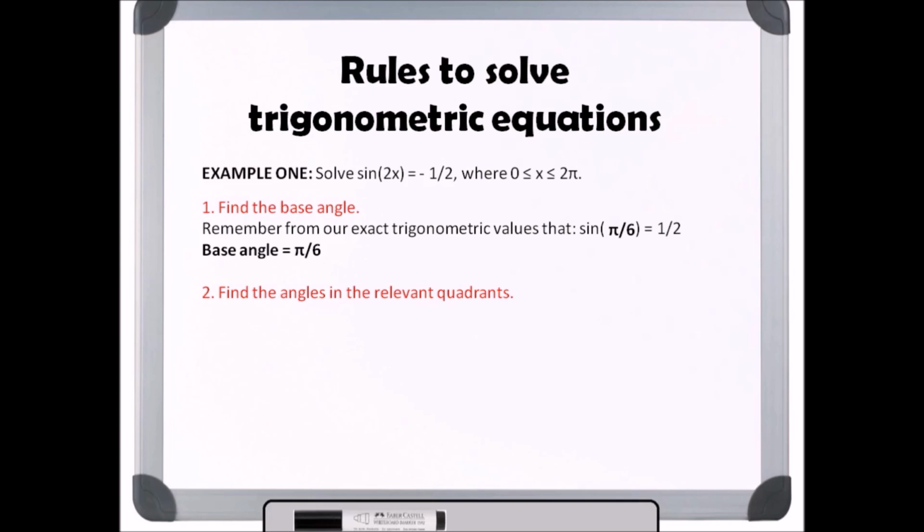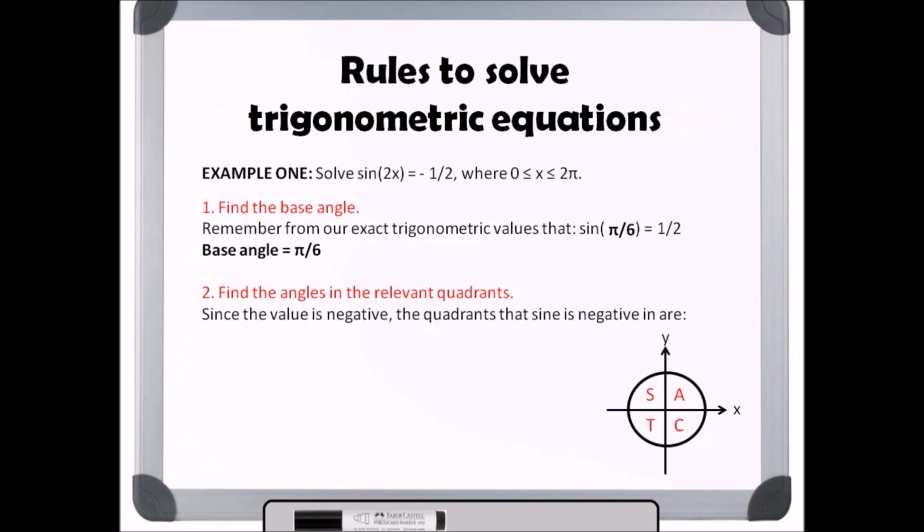Step 2. Find the angles in the relevant quadrants. The question is, what are the relevant quadrants? Again, since we are talking about a value of negative half here, we need to find the quadrants where sine is negative. If you look at the unit circle, you know that those quadrants are the third quadrant and the fourth quadrant. Therefore, we need to find the values of 2x where we have our third and fourth quadrant angles.